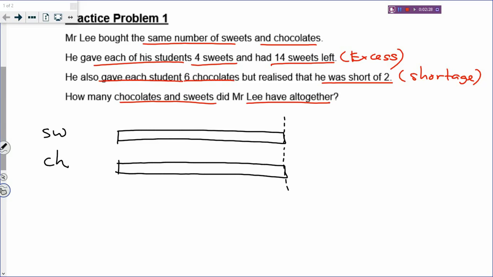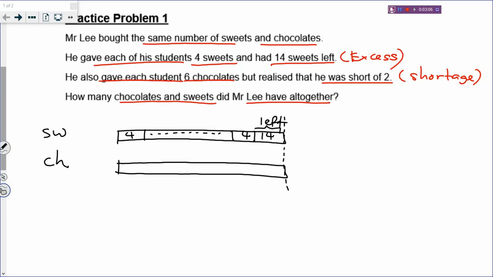Now he gave each of his students 4 sweets. So I cut the first box. That's the first student. And then the last student will be somewhere over here, which is also 4 sweets. I don't know how many students, so I draw a dotted line. A dotted line is like your broken model. So when do you draw the broken model? When you don't know how many students there are, or when there are too many boxes to cut, then you draw a dotted line. And then there are some sweets left, which is the 14 leftover sweets. This is your excess, or you call it the leftover.